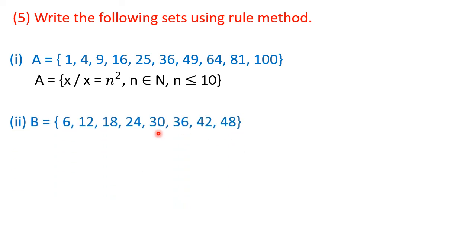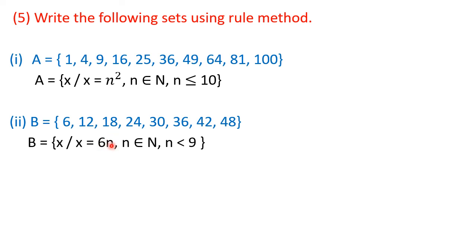Next one. See, here you can see the elements 6, 12, 18, 24, 30, 36, 42 and 48. So if you observe, this is a table of 6. That means these numbers are multiples of 6. How we write? 6 ones are or 6 into 1, 6 twos are or 6 into 2. Similarly, 6 into 3, 6 into 4. That means they are multiples of 6. So how we are going to write it here? That x is equal to 6n.